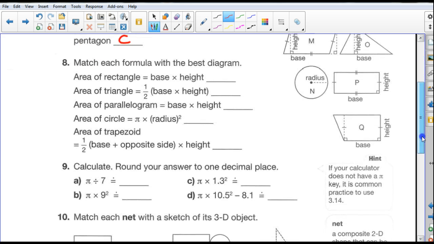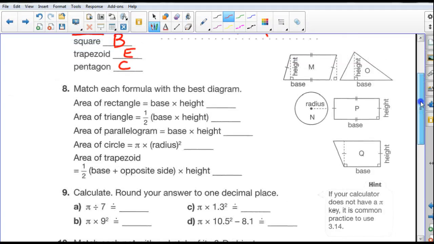Okay, 8. Match each formula with the best diagram. Now, you don't have to memorize formulas because you have formulas at the back of your book. You can use them. Maybe your teacher will give you a formula sheet for a test or a quiz. You don't have to memorize these formulas, but you just have to know how they're used and how to do the calculations in them. So, let's match them.